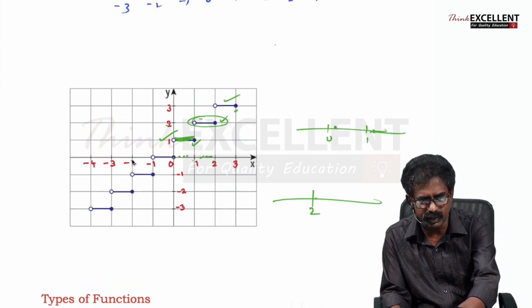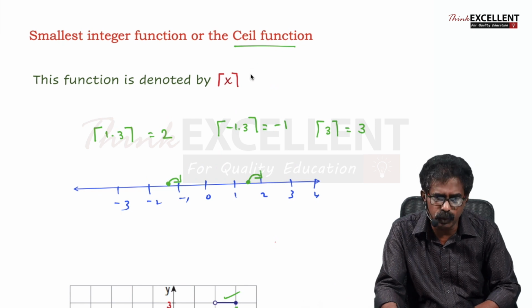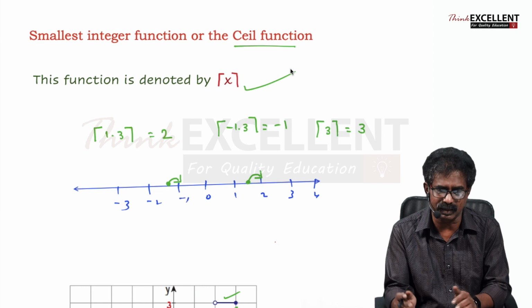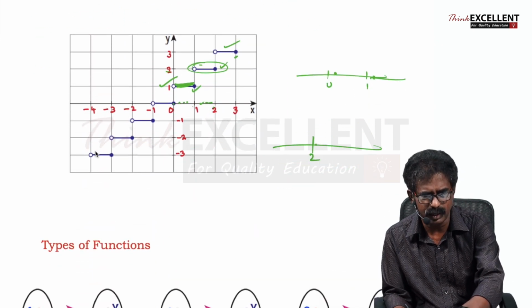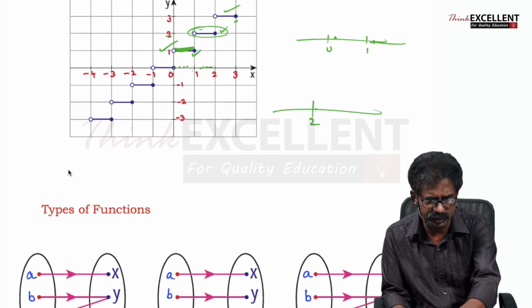So the smallest integer function, another name you should remember, is the ceil function. How do we find the value? Plot the point, take the right side value, and see the graph also. These are two-step functions. Here also the diagram resembles the previous one, right?